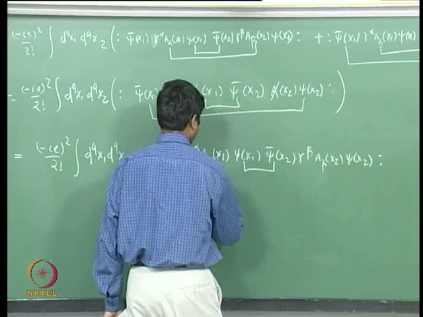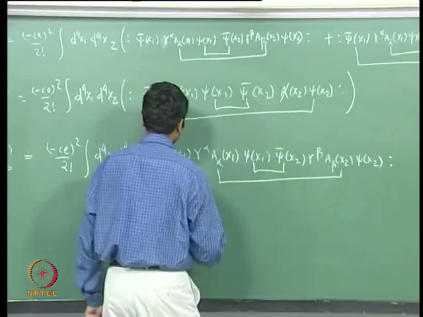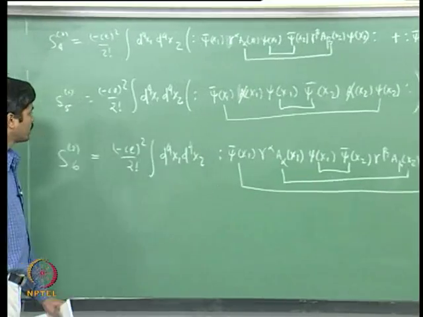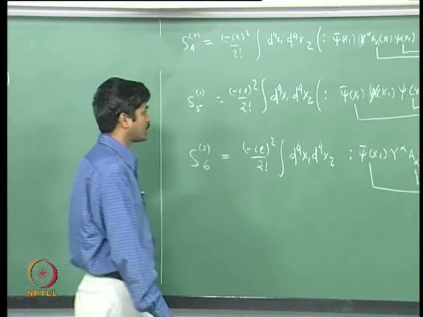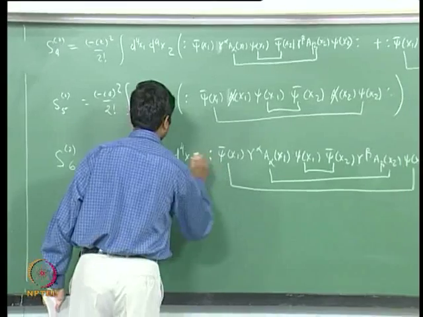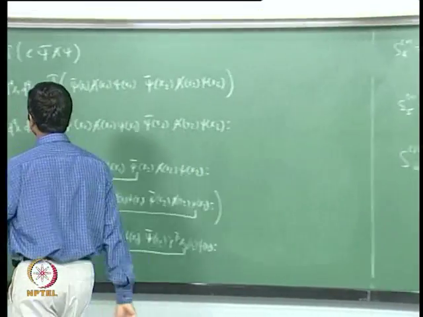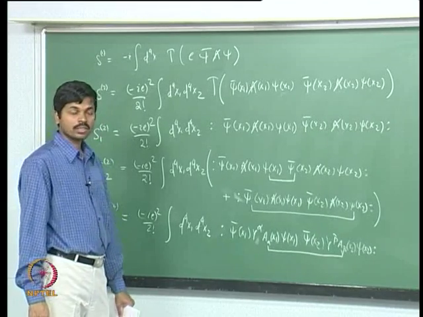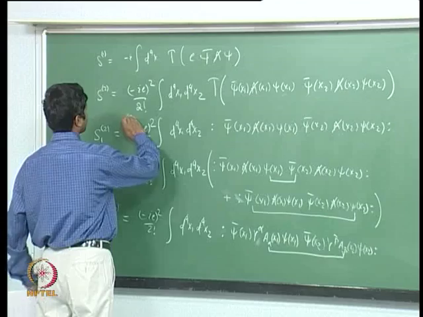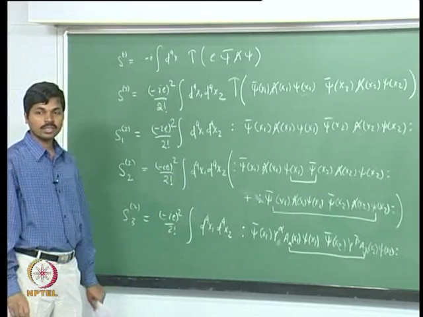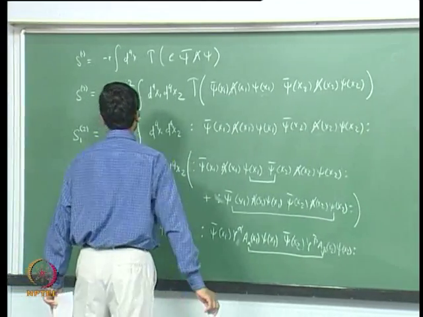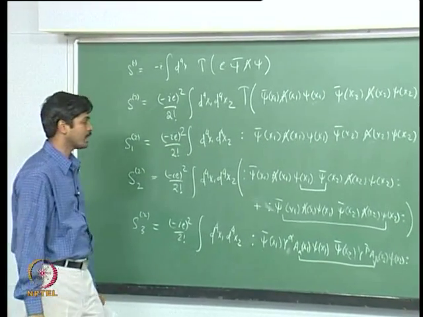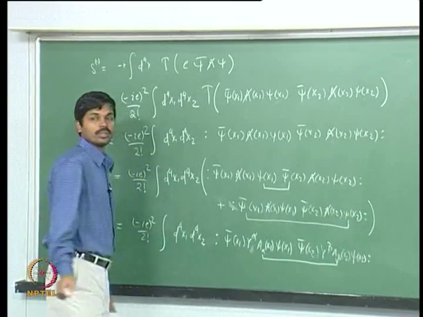Where this contracts with this, A alpha x1 contracts with A beta x2, and this. So this is the list of all second order terms. We can go on like this, but we will stop with second order and then we will see whether we can find a simpler way to compute the amplitudes for a physical process at any given order.